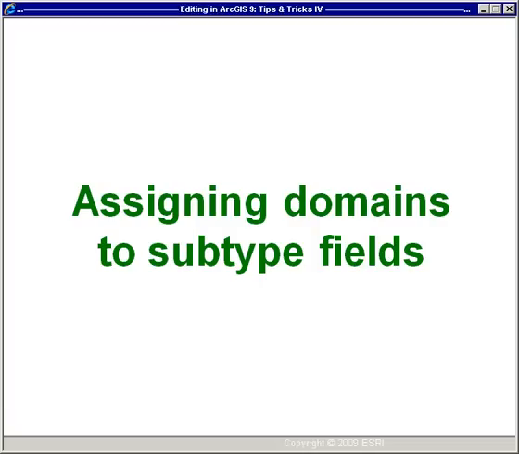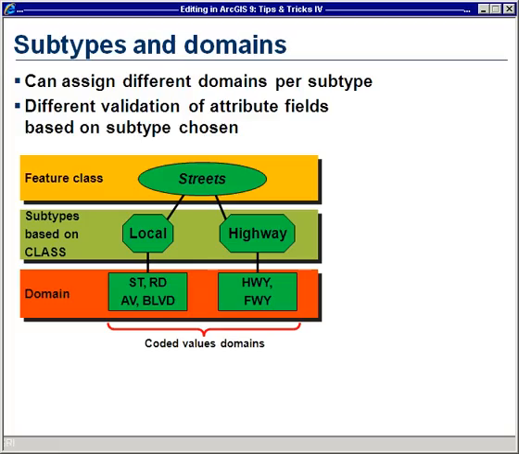So our next topic is assigning domains to subtype fields. And I noticed we had a question from Donna in Conyers asking about whether subtypes can have different domains assigned to them. And that's exactly what we're going to be talking about now, Donna. So let's take a look at subtypes and domains. Now, before we continue with the slide, I need to clarify a few things for you. Domains and subtypes can be independently applied in the database, or they can be applied together.